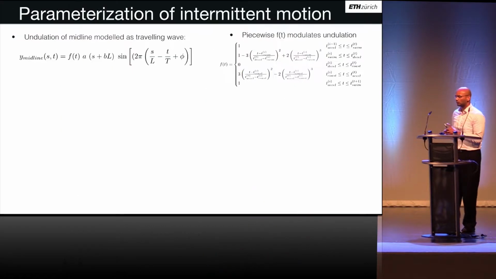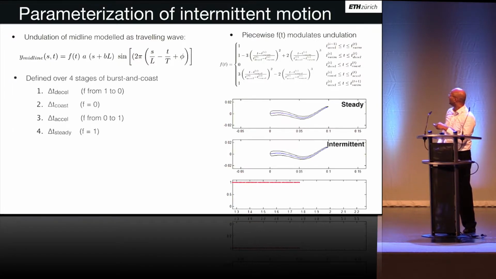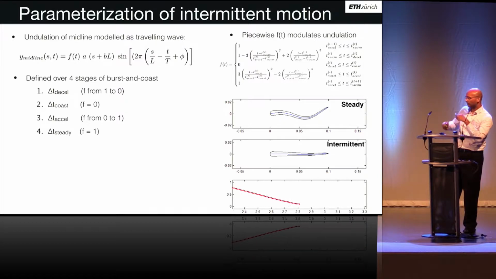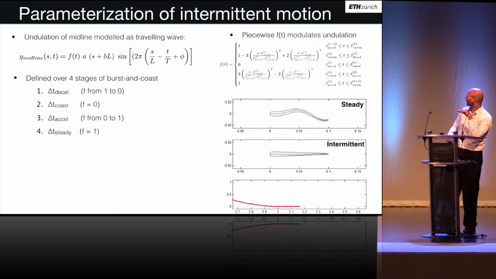So we used the simplest way we could think of. We just introduced a modulating amplitude. Ignore the equations, I'll show you visually what this means. If you remember, there's the steadily swimming swimmer, and we say that the maximum amplitude can drop from 1 all the way down to 0. So the behavior changes to this intermittent form.